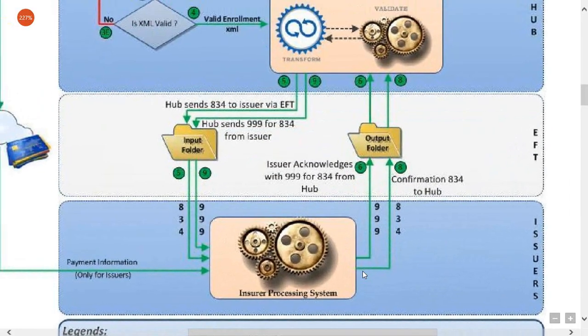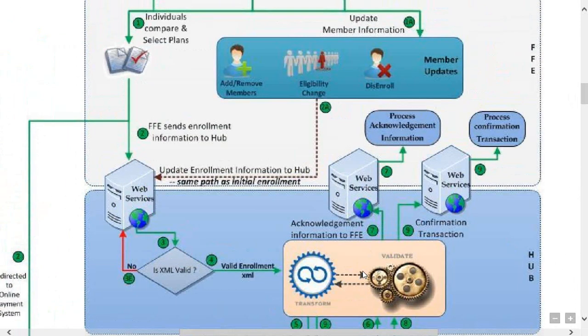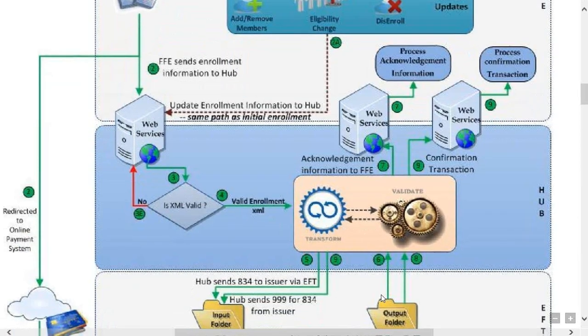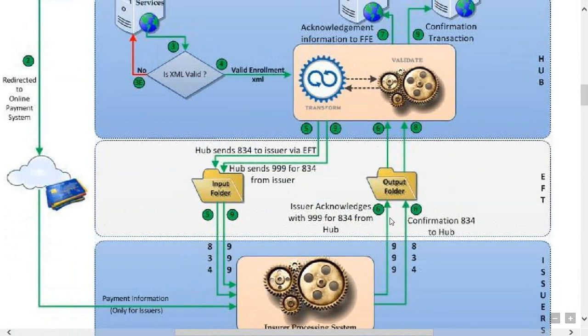See here. You see the numbering? The numbering is self-explanatory. Whether you are coming this way or from here: one, EFT is sending the enrollment. Then the web service is sending the data to the hub. Once that data gets validated, see here, it comes down here. Number 6 is over here. This, number 6. So number 6 says why it is parallel.